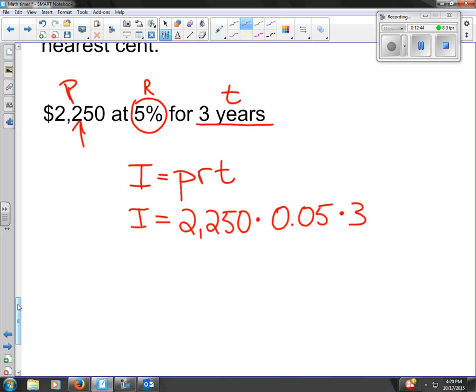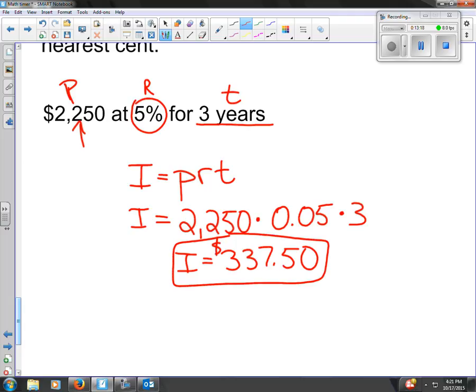So if you do that math, I'm going to do it all in one shot. It's 2,250 times 0.05 times 3, and you should have $337.50. So that's your I though. That's not the overall amount though. So it's $337.50, because we want the hundredths place. That's your hundredths place.